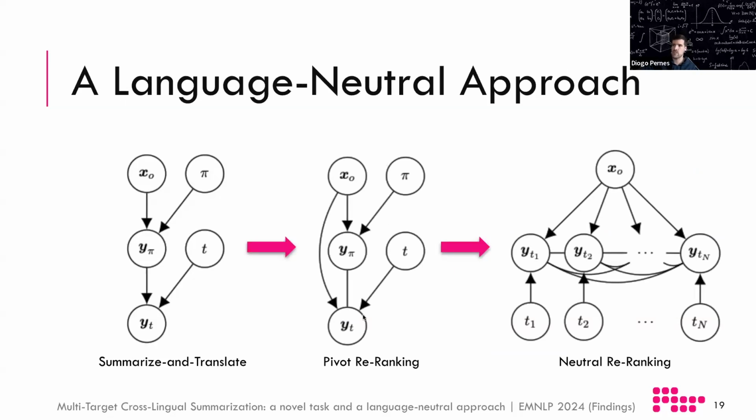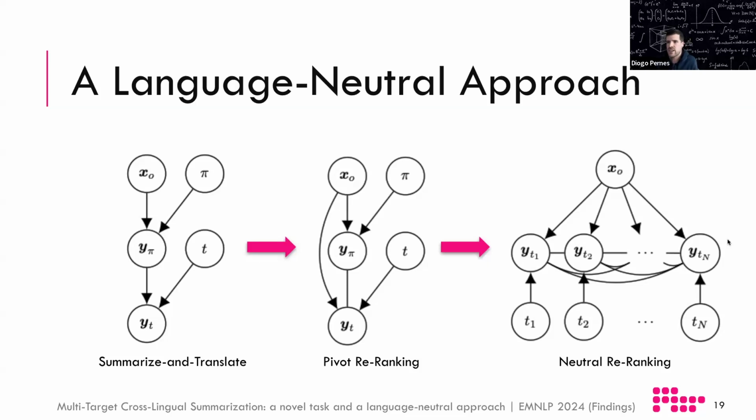However, this approach still relies on the choice of a pivot language. So the bias that may be introduced by choosing a language for the pivot summary is still there. And we want to do better than that. So we can extend this graphical model into something even more complex, which is this graphical model here on the right-hand side, where you have n target languages, and all of them are directly connected to the original document XO, but also all the summaries in all the target languages are connected via undirected edges to all the remaining summaries in all the target languages.